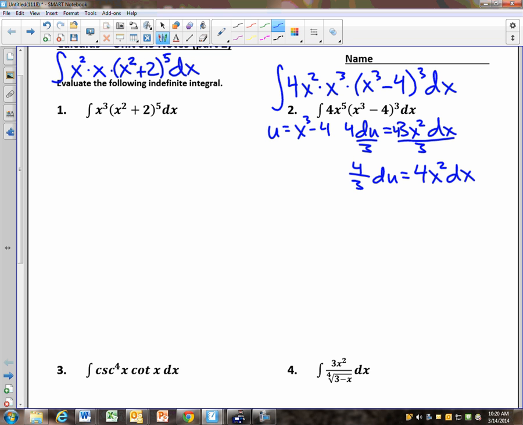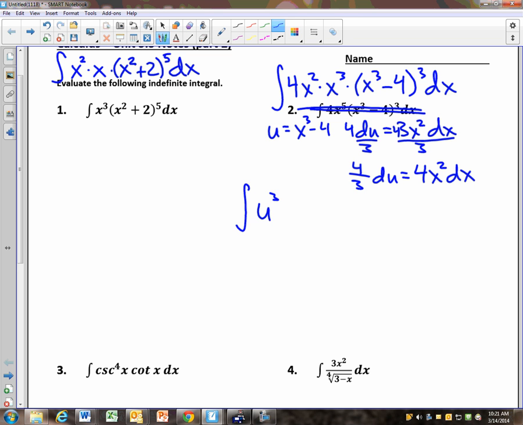Everybody okay with that? I rewrote it in terms of x so that I could see the parts that will be substituted for. So now let's write the integral instead of x. Let's write it as u. We now substitute for u. So instead of x to the 3rd minus 4, I've got u to the 3rd.